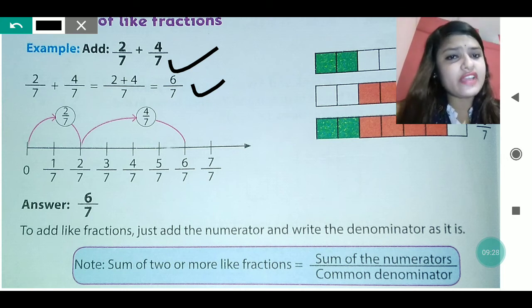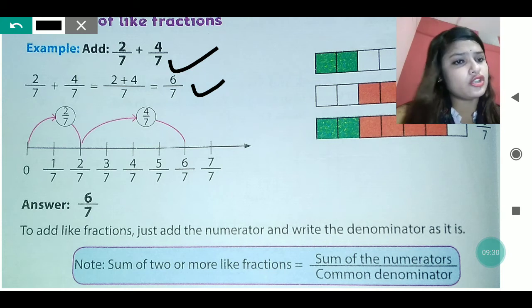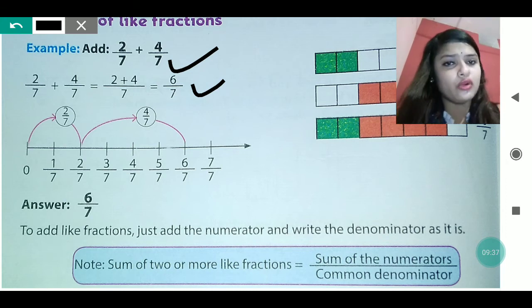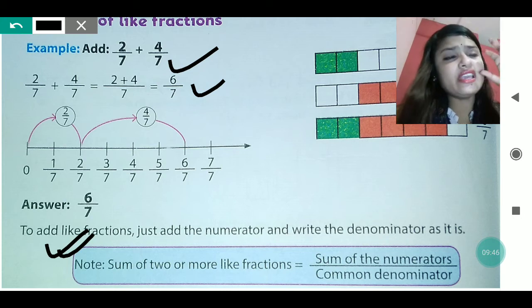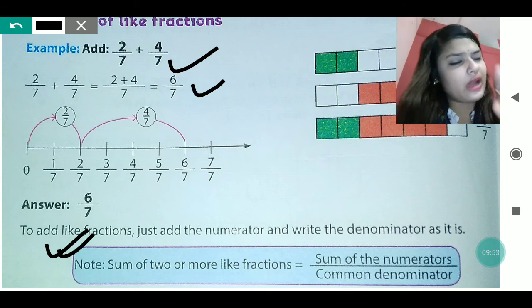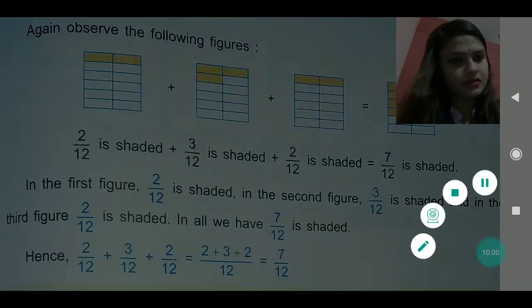So to add like fractions, just add the numerators, and the denominator will be written as it is. Sum of the numerators over the common denominator. This is the formula, the note which is written here. You just learn it: when you are adding like fractions, with the same denominator but different numerators, then you have to apply this formula only. Sum of the numerators and common denominator.